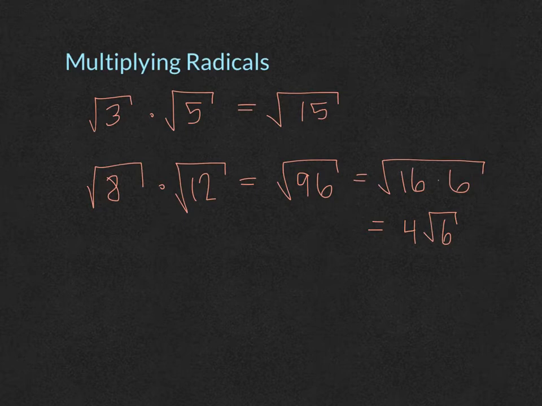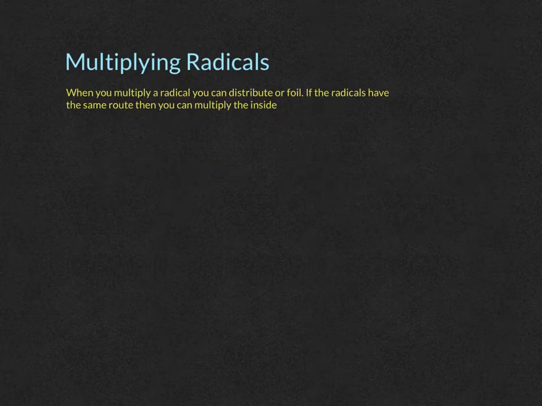Let's take a look at some harder examples here. All right, so when you multiply radicals, you can distribute or FOIL as well. One thing you need to be aware of is that you can only multiply the insides of a radical if they have the same root or index number. So let's take a look.